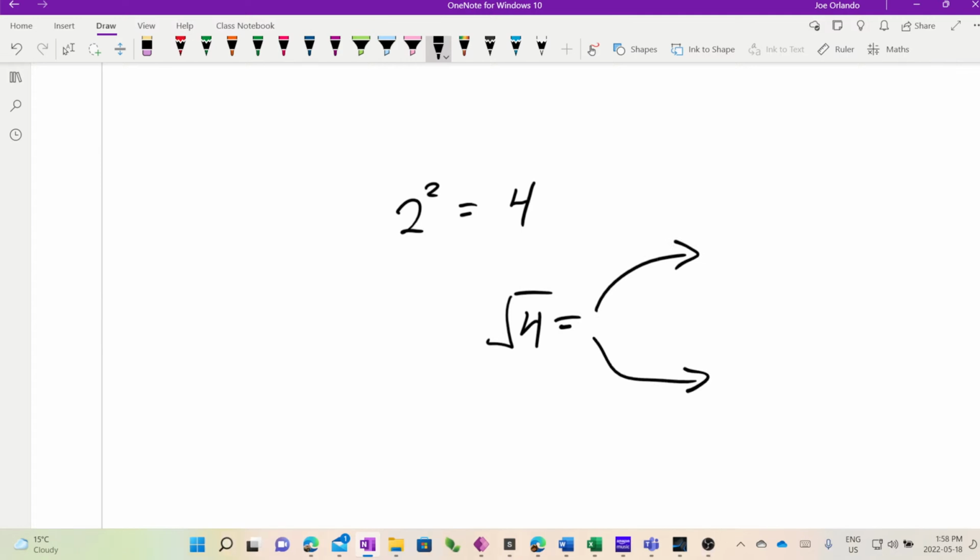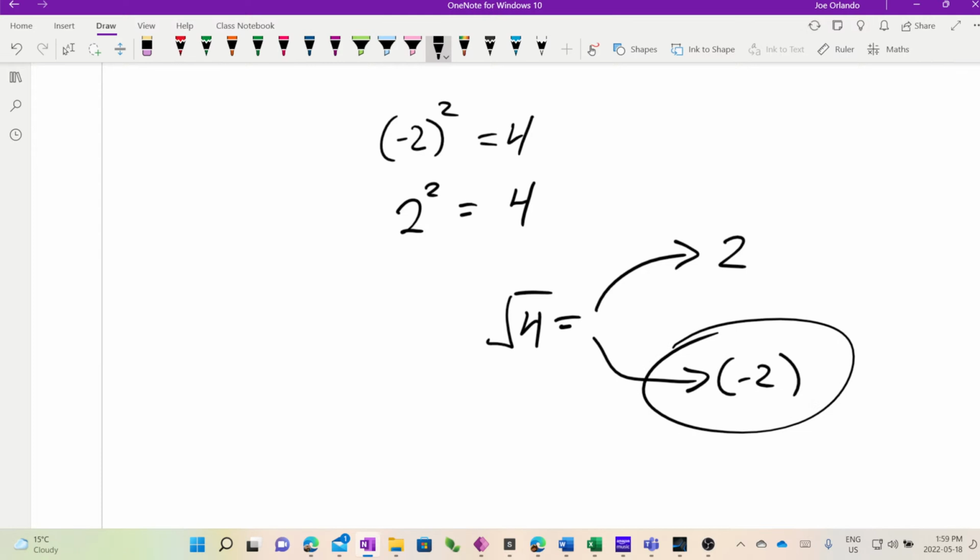2 and 2, because there's 2. 2 and negative 2, because what else equals 4 if you square it? Negative 2. So anytime you take the square root, you don't get one solution. You get the negative. You always get 2 solutions. And we are very much in the habit of ignoring this.